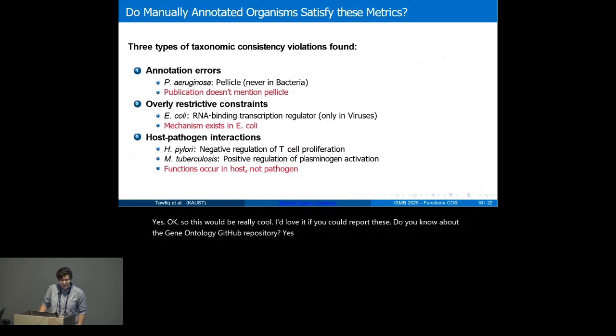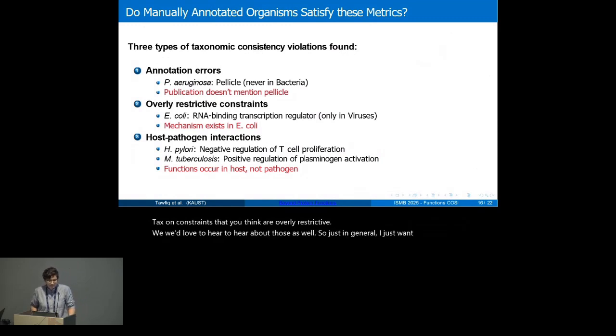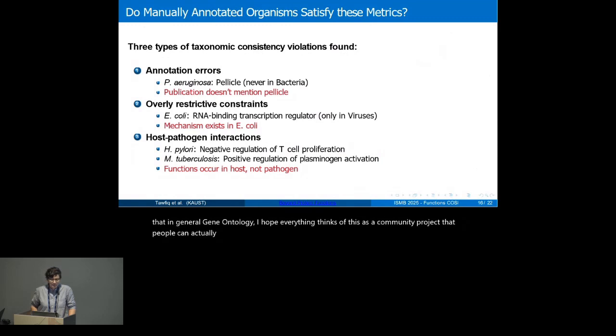Yes. It'd be fantastic if you could actually make tickets for some of these, because there are QA pipelines that use the taxon constraints. So any violations would be unexpected, and then any taxon constraints that you think are overly restrictive, we'd love to hear about those as well. I just want to plug that Gene Ontology is a community project, and people can actually help us improve the quality, and this is a nice way to start doing that. Thanks, thank you for letting me know.